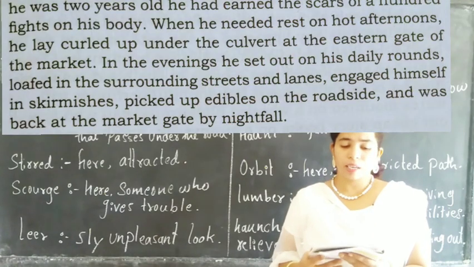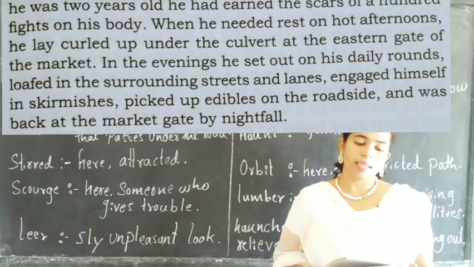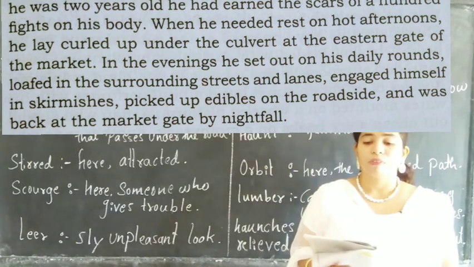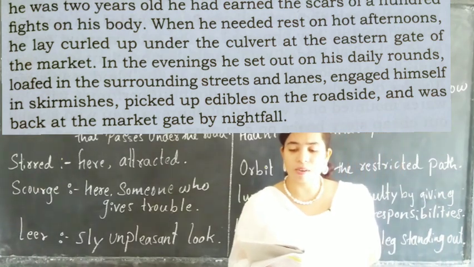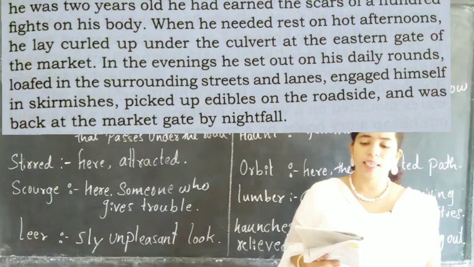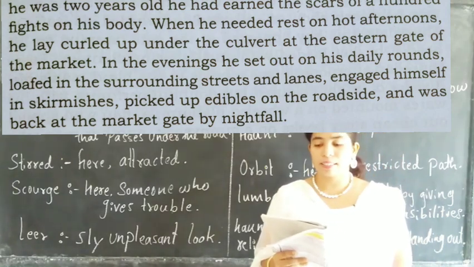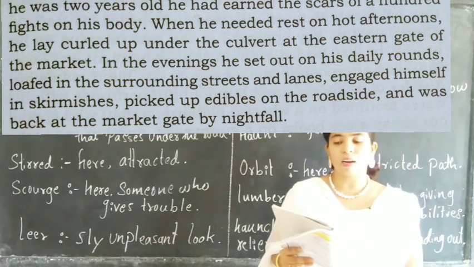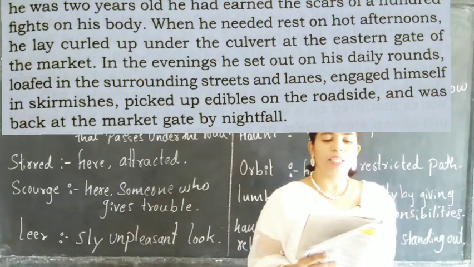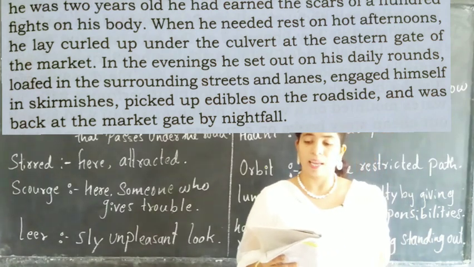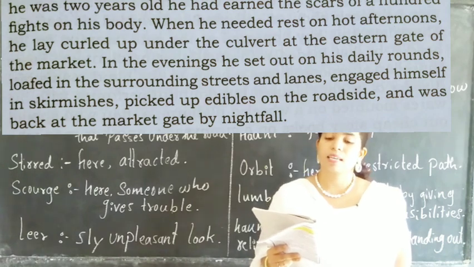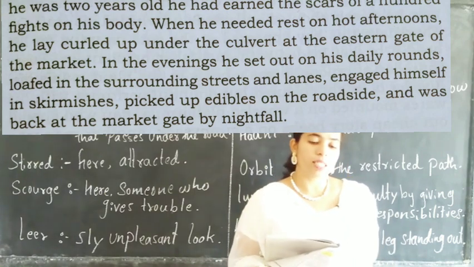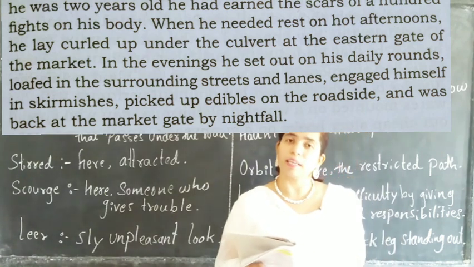He had spotty eyes and undistinguished carriage and needless pugnacity. Before he was 2 years old, he had earned the scars of 100 fights on his body. When he needed rest on hot afternoons, he lay curled under the culvert at the eastern gate of the market. In the evenings, he set out on his daily rounds, loafed in the surrounding streets and lanes, engaged himself in skirmishes, picked up edibles on the roadside, and was back at the market gate by nightfall.